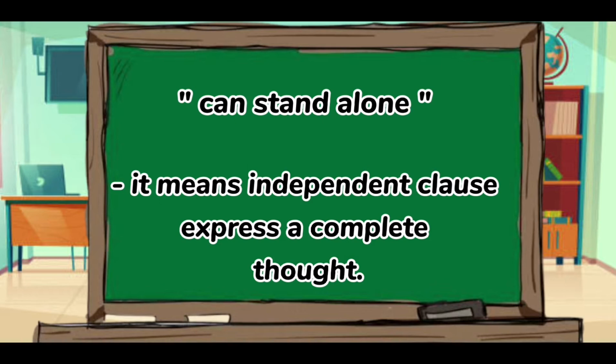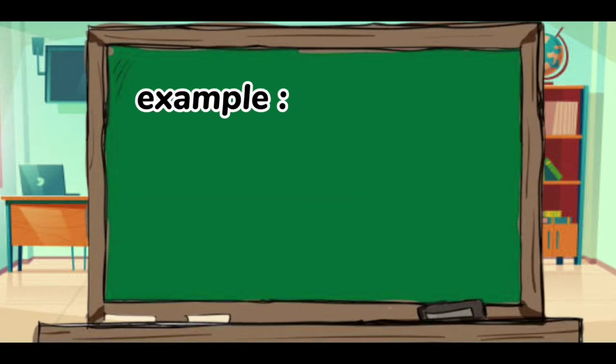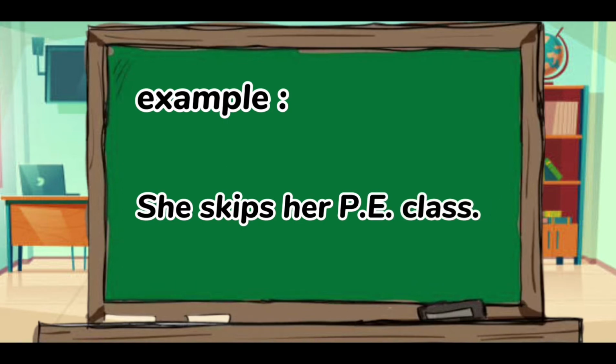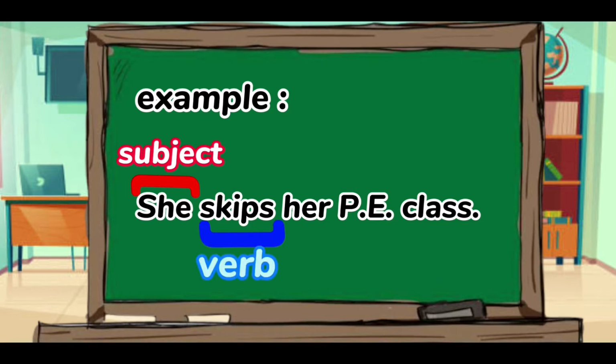Let's take a look at our example. She skips her PE class. The subject is she and the verb is skips. The sentence expresses that the girl skips her PE class.